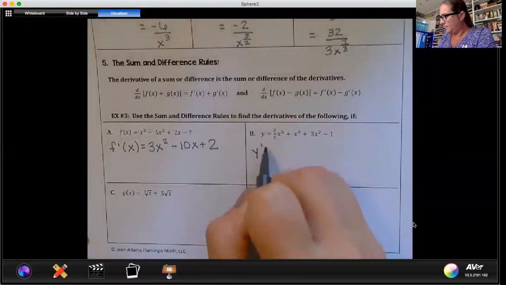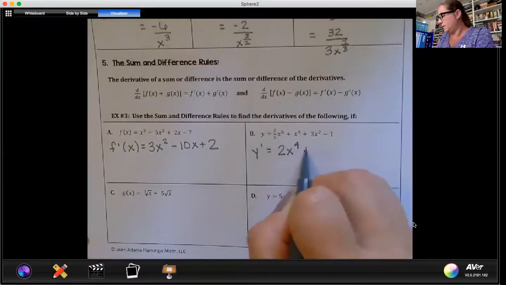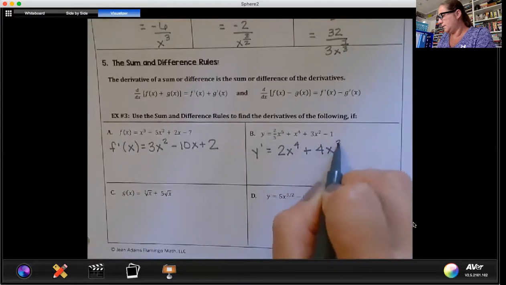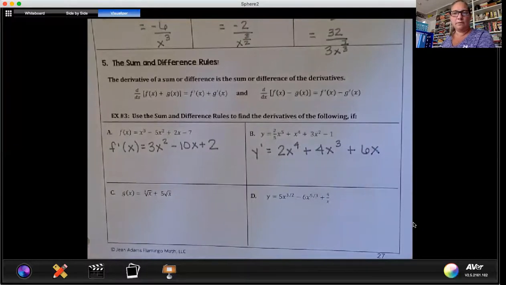Part B, y prime: bring down, minus 1, bring down, minus 1, bring down, minus 1. And then the derivative of negative 1 is 0.